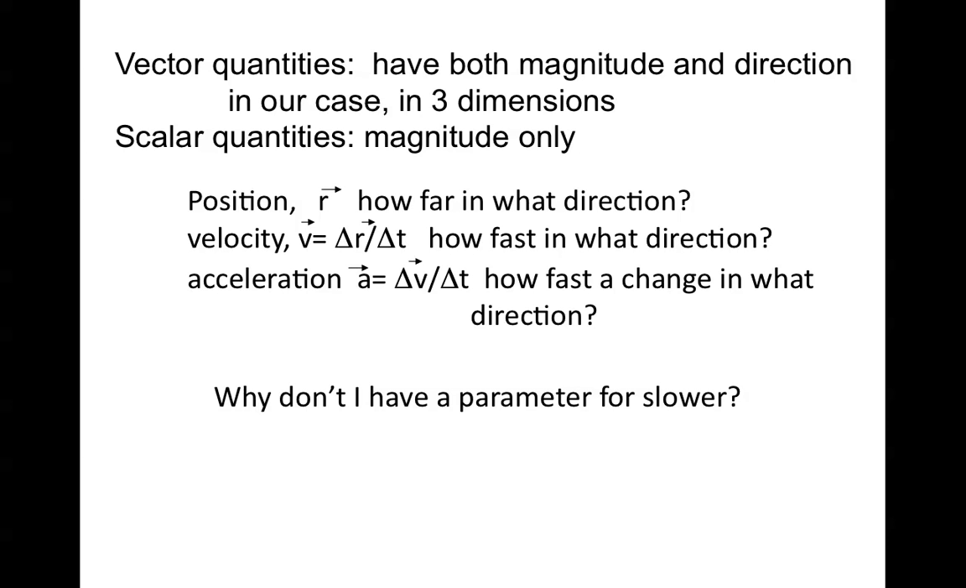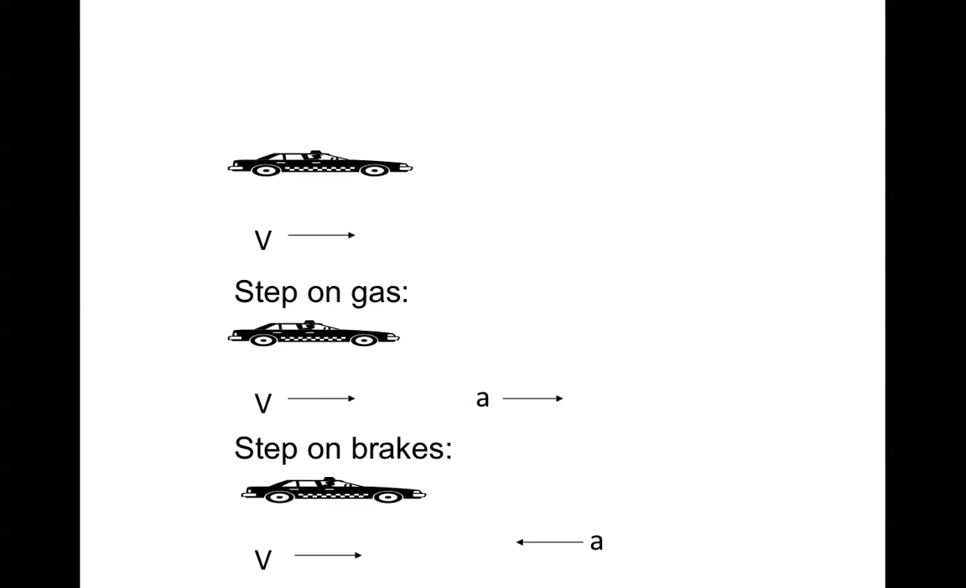So let's ask, why don't we have a parameter for slower? Well, let's look at that. Let's imagine a New York taxi cab. It's moving along in one direction, and you step on the gas. That's an acceleration. The velocity will change. The cab will move faster. The light in front turns red. The cabbie steps on the brakes. The cab will start to move slower. The velocity is changing, and it's changing in the opposite direction from the direction of motion. That's still a change in velocity. That's still an acceleration. So you don't need a slower, because slower is just the same as faster, but in the opposite direction.